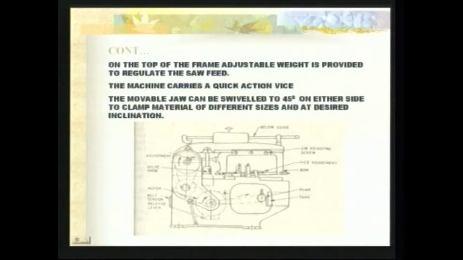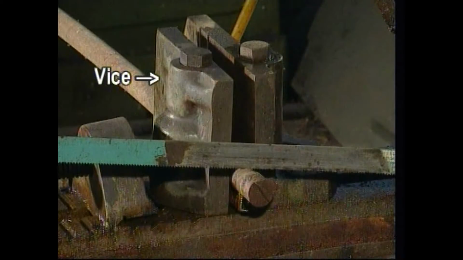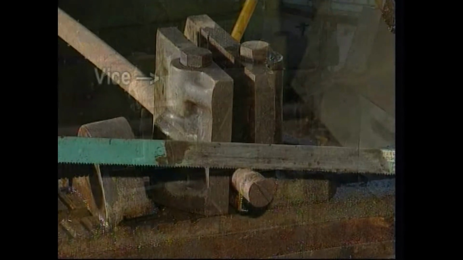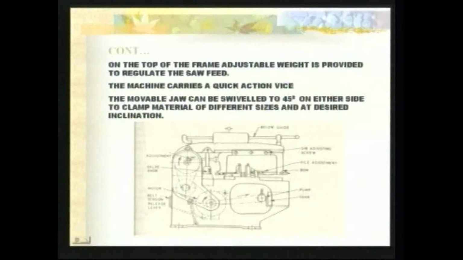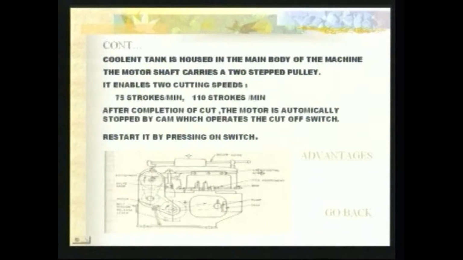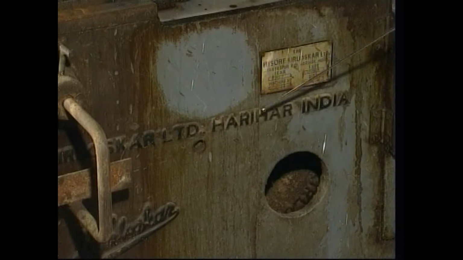The machine carries a quick action vise. It is the quick action vise. The movable jaw can be swiveled to 45 degrees on either side to clamp material of different sizes and at desired inclination. Coolant tank is also housed in the main body of the machine. This is the coolant tank arrangement.